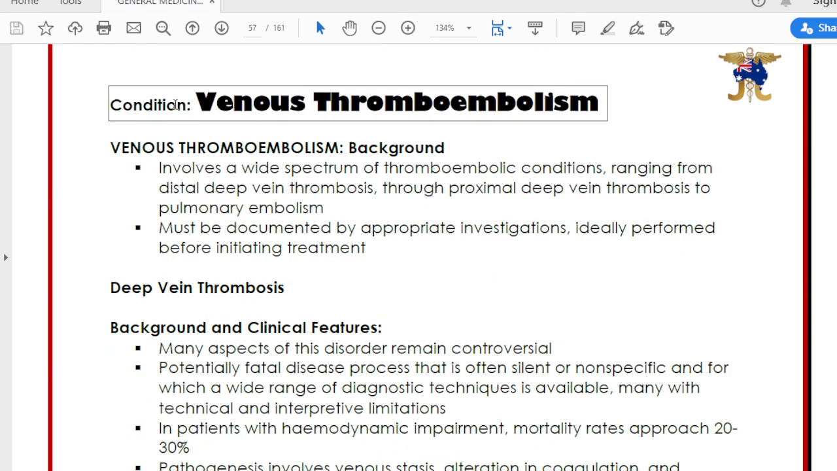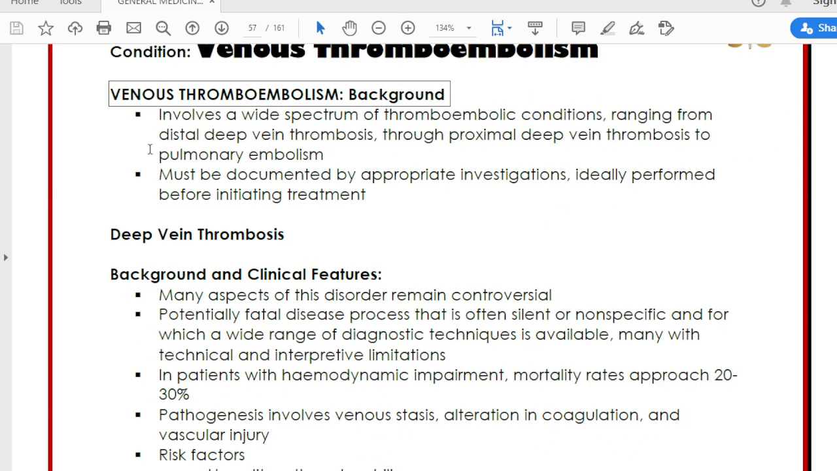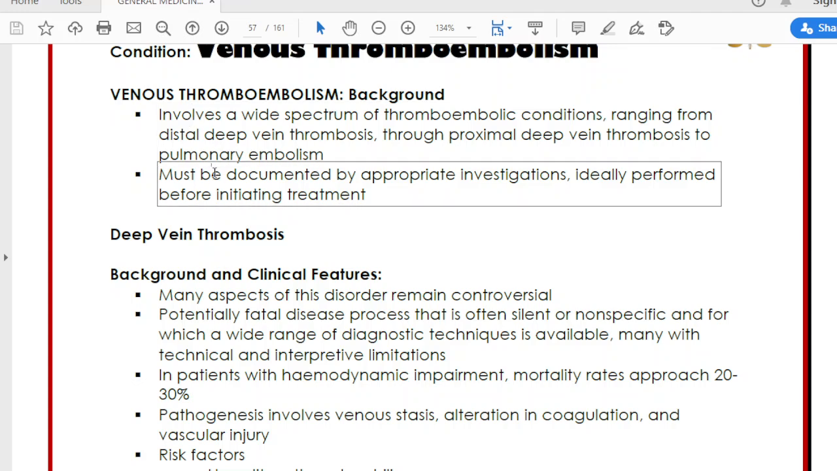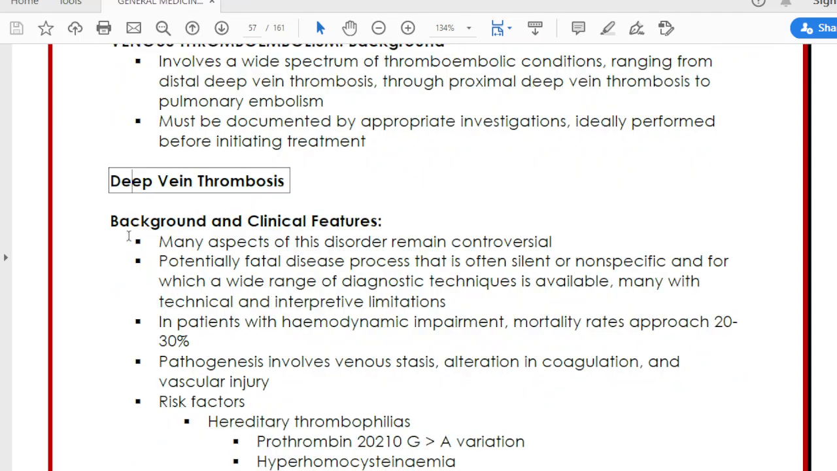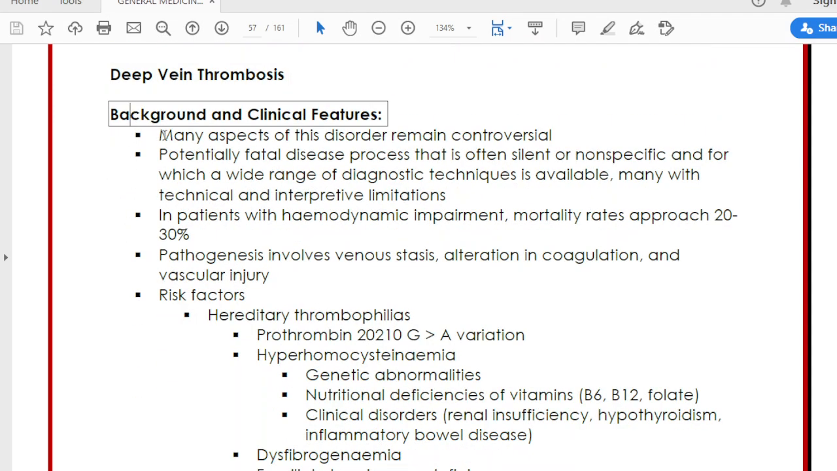Condition: venous thromboembolism. Background: involves a wide spectrum of thromboembolic conditions, ranging from distal deep vein thrombosis, through proximal deep vein thrombosis to pulmonary embolism. Must be documented by appropriate investigations, ideally performed before initiating treatment. Deep vein thrombosis: background and clinical features. Many aspects of this disorder remain controversial.